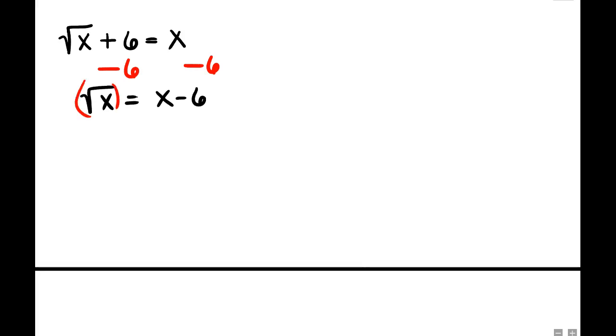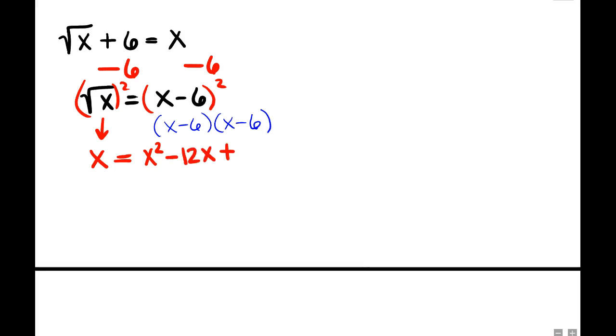Now when we go to square both sides, we have accomplished our goal on the left side, right? The square root of x squared is just x. Hurrah, x is free. We no longer have to deal with the square root that it was trapped under. But on the other side, we do need to be careful and think about that distribution. This is x minus 6 times x minus 6, which you can check for yourself. I'm not going to do it. It's x squared minus 12x plus 36.